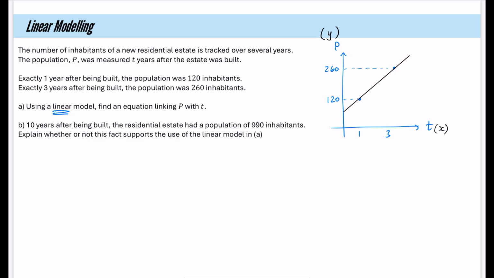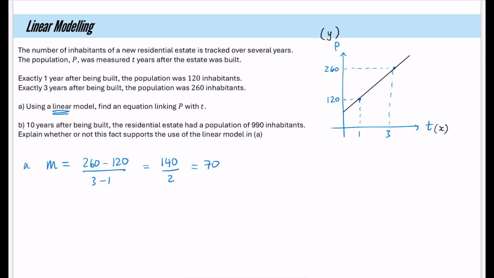Now, you know how we do this. We'll start off by finding the gradient. Normally it's the change in Y over the change in X. This time we will do the change in Y, which is our 260 minus 120. Our change in X, pretty obvious, is the difference between the T coordinates, which is 3 and 1. 260 take away 120 is 140. 3 minus 1 is 2. So the gradient is 70. And if you think about what this means, this is saying that every year the residential estate is increasing by 70 inhabitants per year.